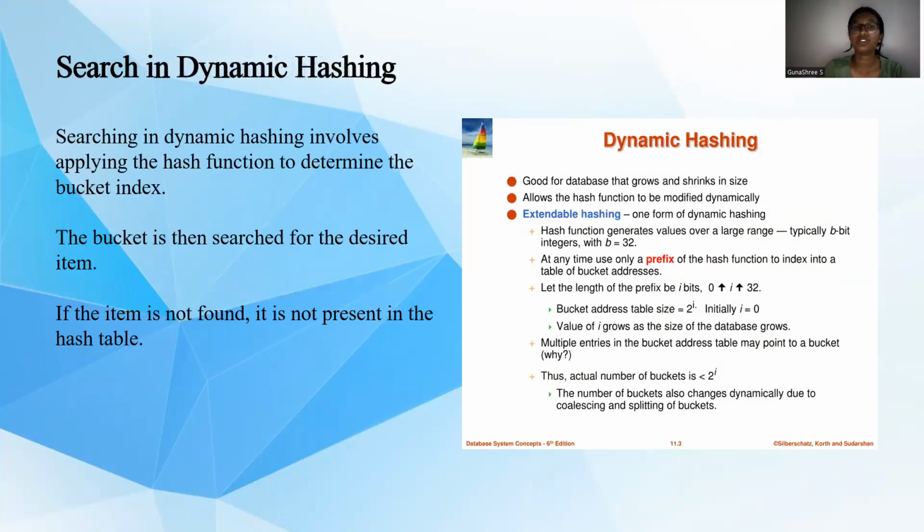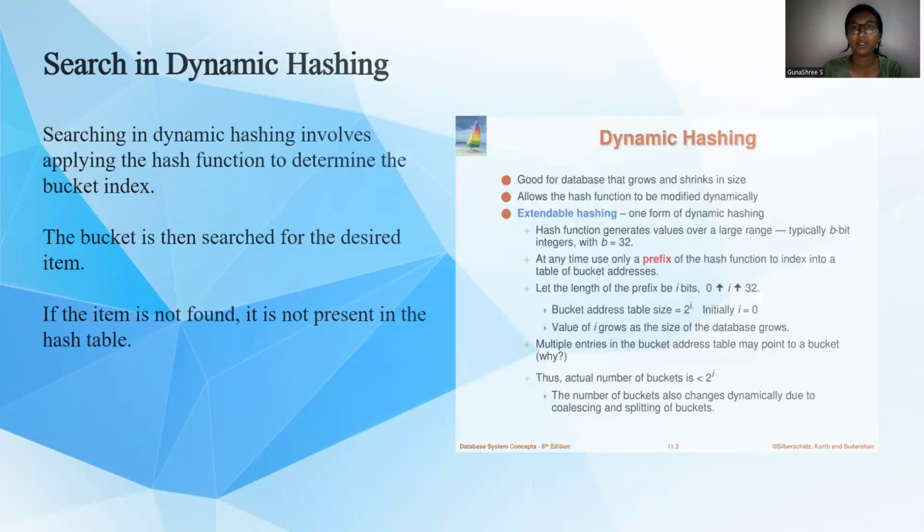The third operation is searching: how to search for an element in dynamic hashing. It involves applying the hash function to determine the bucket index. First, the bucket is searched for the desired item. If the item is not found, then the item that we are searching for will not be present in the hash table.